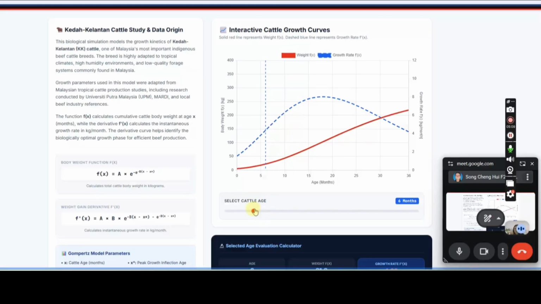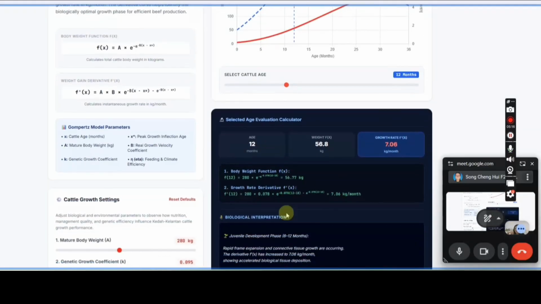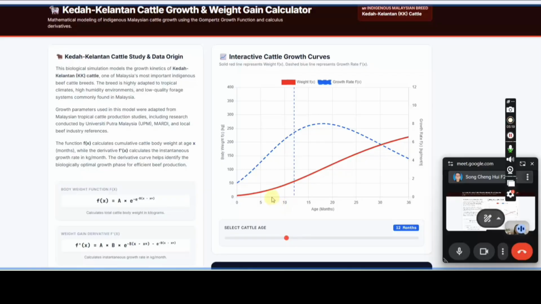The next, which is the juvenile stage, happens from 6 months until 12 months. The body weight of the cattle is still slightly increasing, and the growth rate is also showing a steep curve. So the body weight increases faster and faster because the feed efficiency during this phase is very high. So it is an important stage for the farmers because proper feeding and management can really improve their body weight gain.